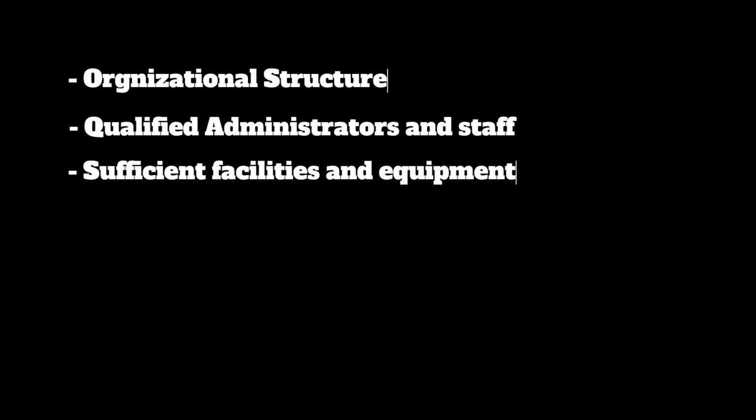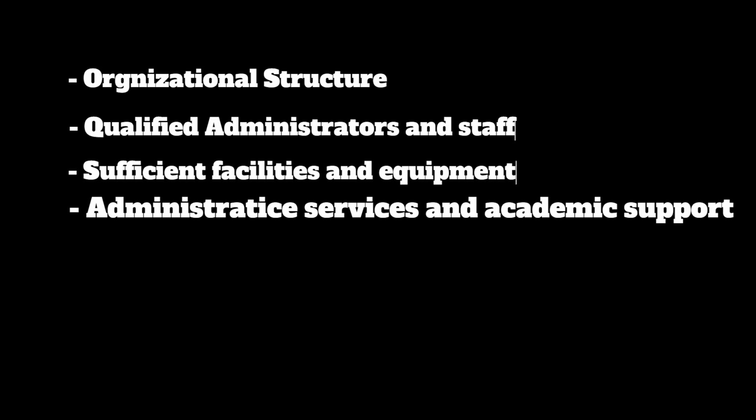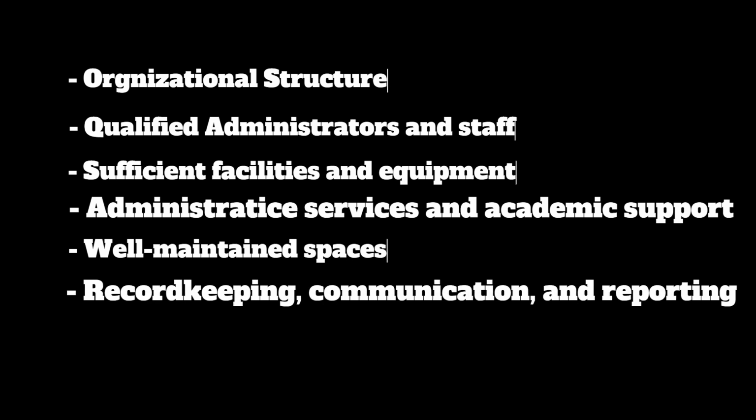A big one. COE's version of Standard 6 is about your foundation, your physical and administrative infrastructure. They want to see a clear organizational structure with defined roles, qualified administrators and staff in place, sufficient facilities and equipment for each program, access to administrative services and academic support, safe, ADA compliant and well-maintained spaces, systems for record keeping, communication, and reporting. If your structure doesn't support your mission, that's a compliance issue.